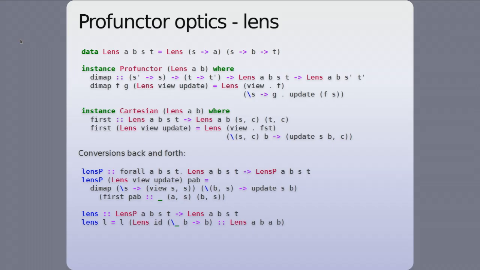But the update function takes B to T, but it also wants S. And if we are dimapping, here we wouldn't have S. So we actually need to make use of the fact that we are talking about Cartesian profunctors here. And we extend P A B. We extend the context the P A B operates in by S.